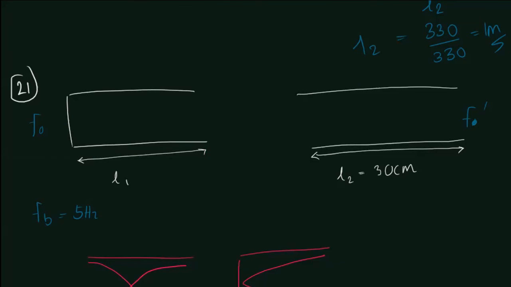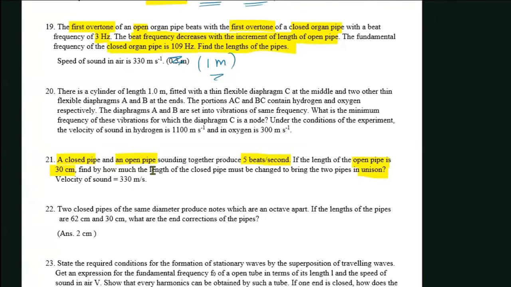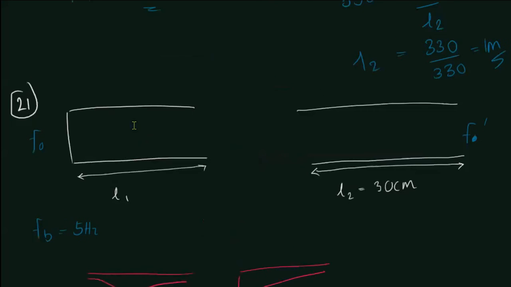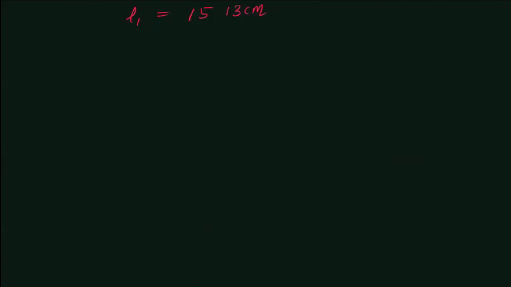Now what they are asking is, by how much the length of the closed pipe must be changed to bring the two pipes to vibrate at the same frequency. We need to somehow change the length of this so that both have the same frequency, right? So that f naught is equal to f naught dash. The fundamental frequency of the closed tube is V over 4. Let's assume the new length of the closed end tube after we change it is L3.